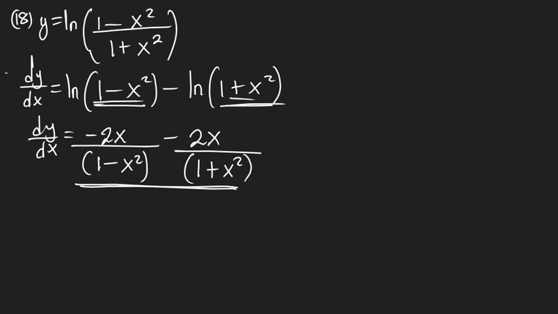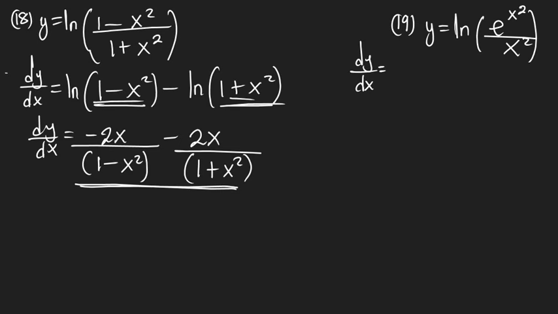Okay, we now go to question 19. They say y is equal to ln of e to the x to the power 2, and then all over by x to the power 2. So for this one, this is just the same as dy over dx is equal to, you're going to have ln of e to the x to the 2 minus ln of x to the power 2.